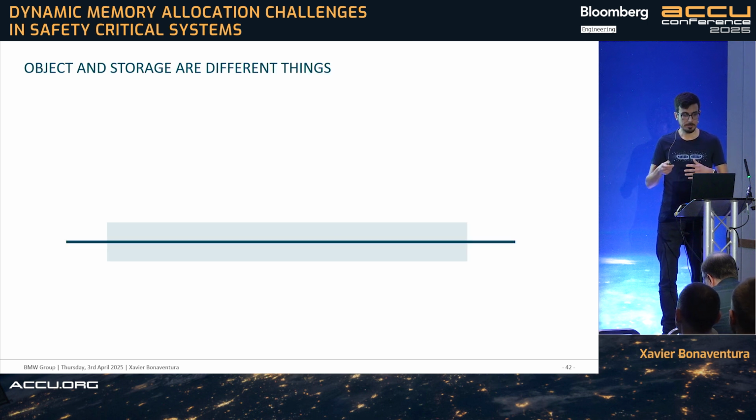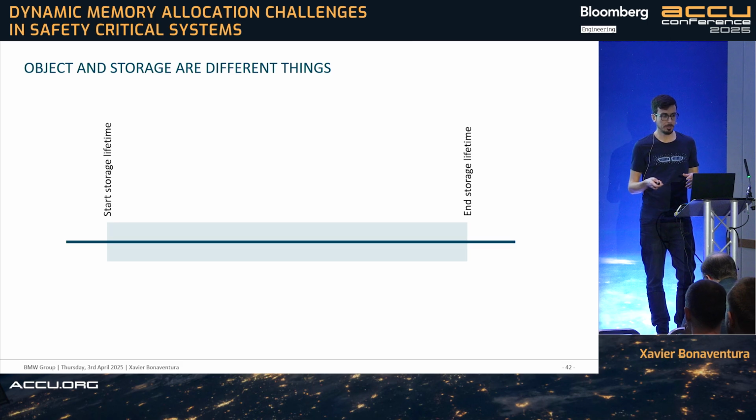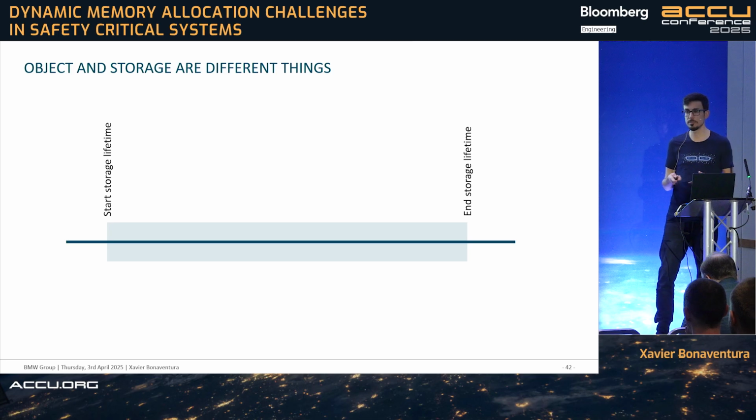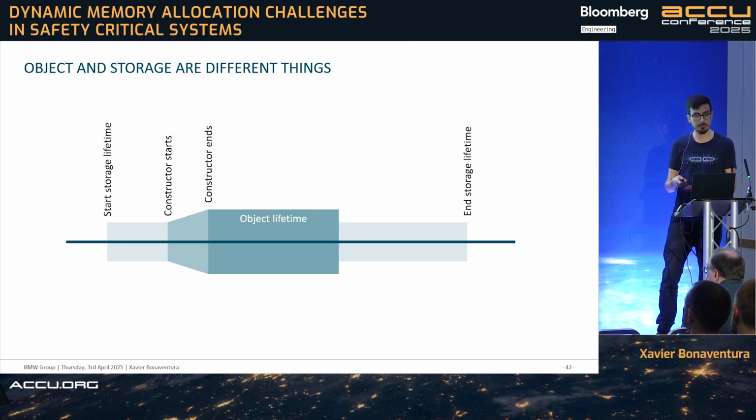The standard has just a mental model. In this mental model, you have objects and storage. If we grab this axis as the timeline, we have some storage whose lifetime starts, and then at some point the lifetime of this storage will end. In the middle, you can do things with the storage. You could construct an object on this storage: the constructor starts, then at some point the constructor ends, and this is the moment where the object's lifetime begins.